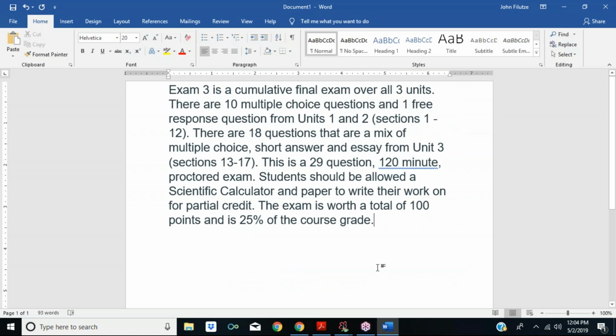This exam, it says here, exam 3 is a cumulative final exam over all 3 units. There are 10 multiple choice questions and 1 free response question from units 1 and 2. And then there are 18 questions that are a mix of multiple choice, short answer, and essay from unit 3, which is what we have just completed. So 29 questions, 120 minutes, and scientific calculator and scrap paper. And then the formula sheet that we've been using will also be made available to you.